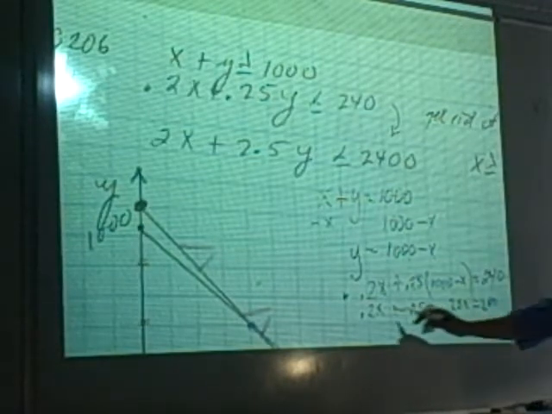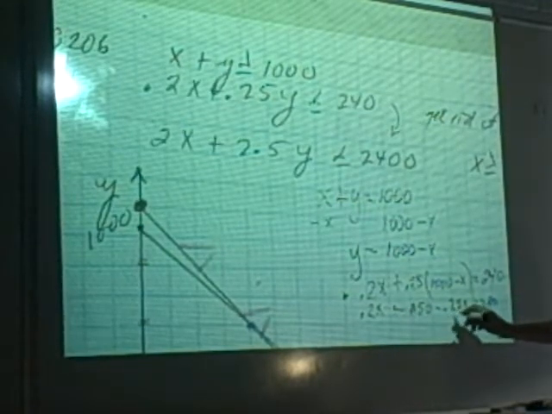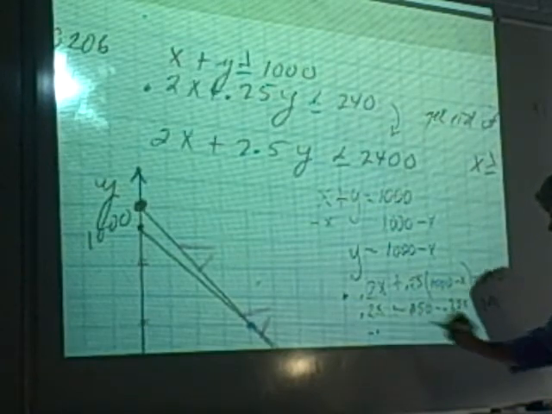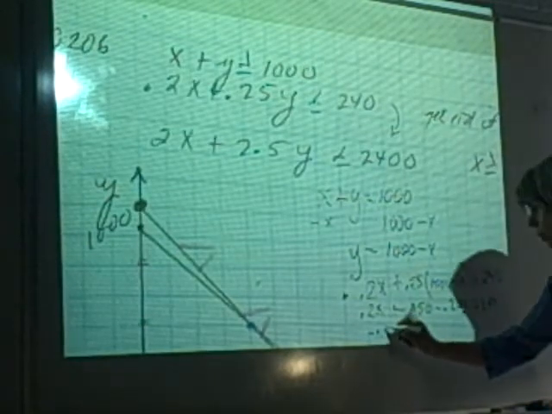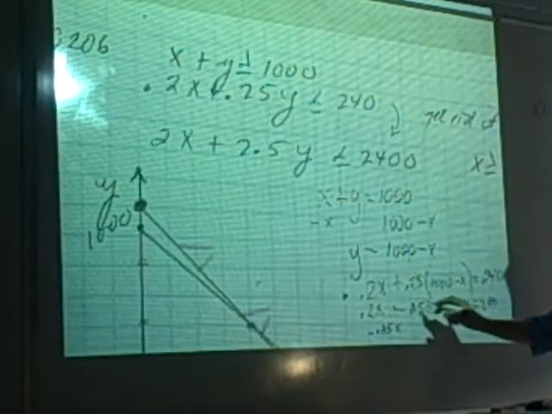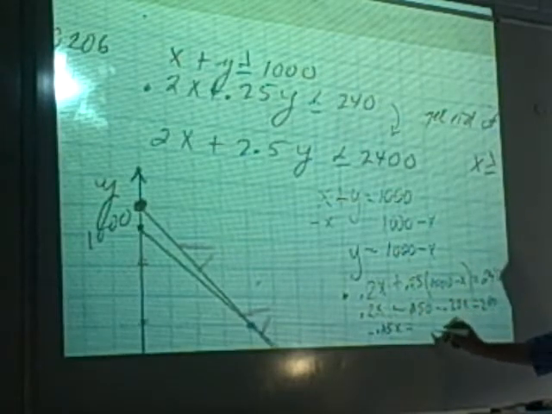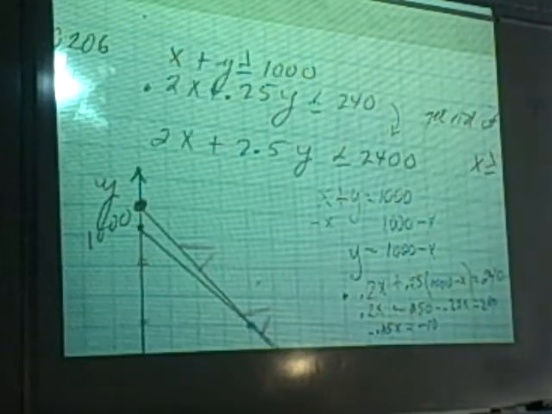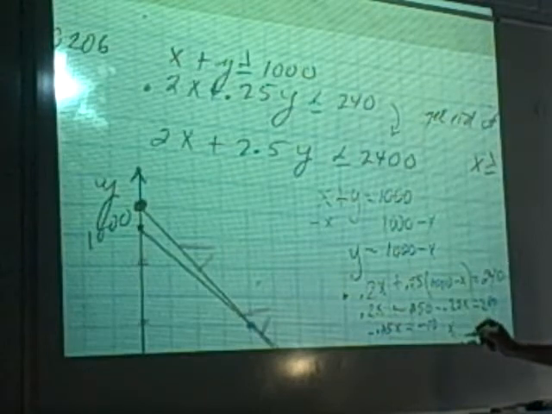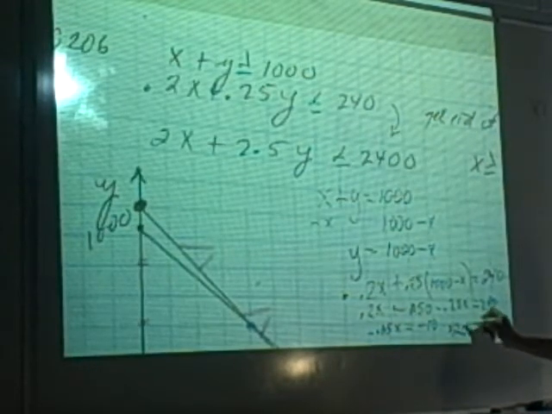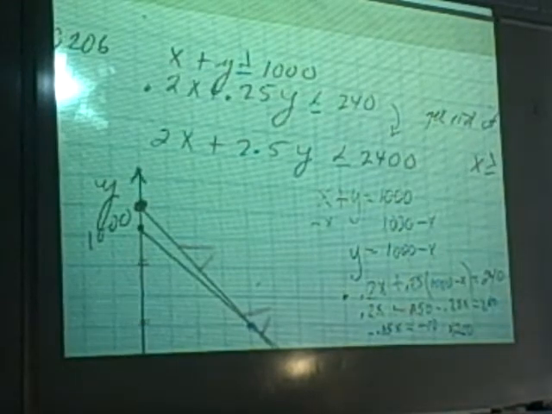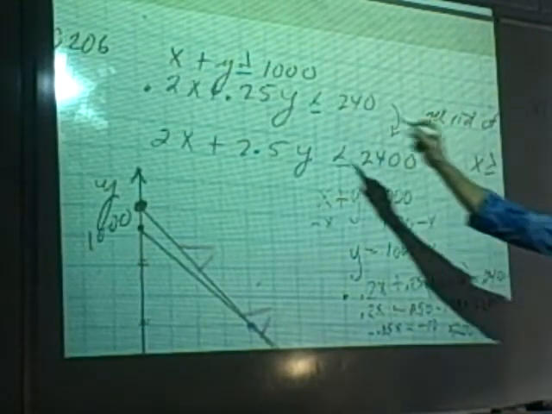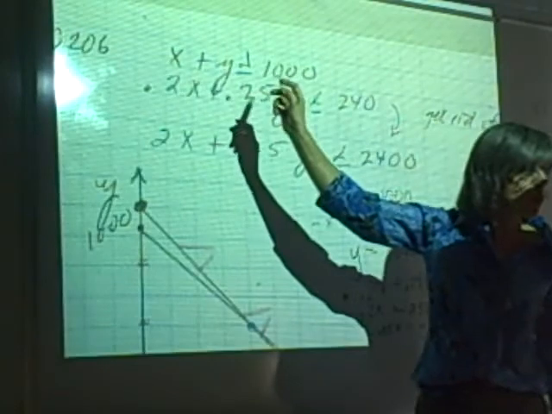Okay, let's see if we can do this here. I'm going to end up with a negative 0.05x equals a negative what? Negative 10. And when I solve for x, what is it? 200. Yes. Okay, so when x is 200, is it easy to figure out what y is?